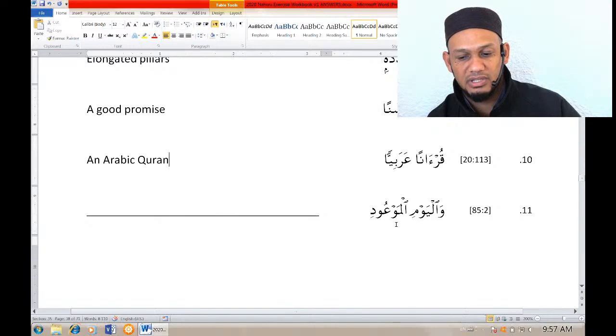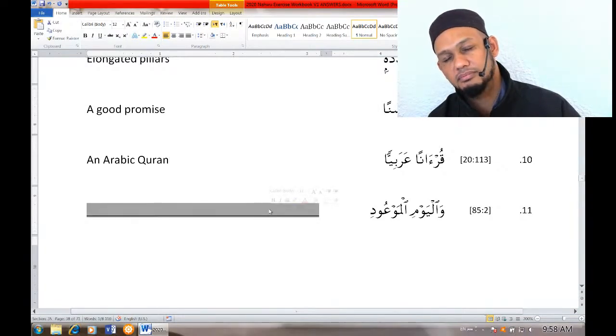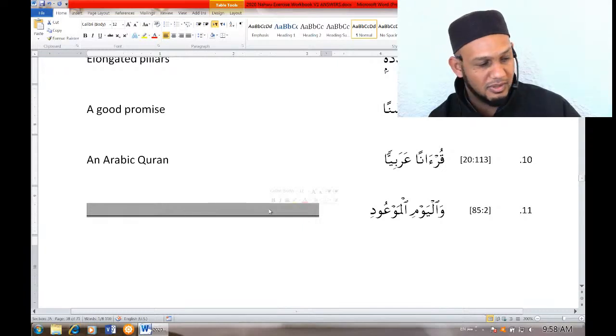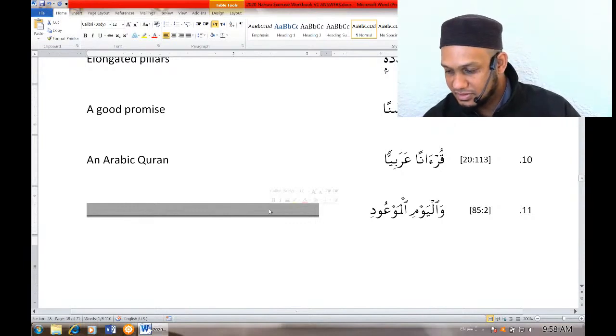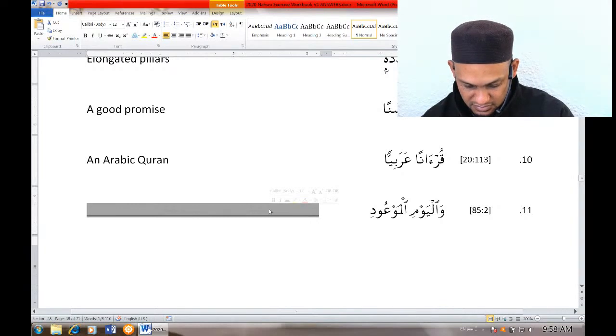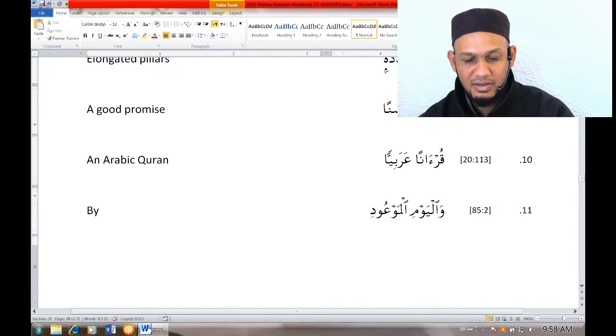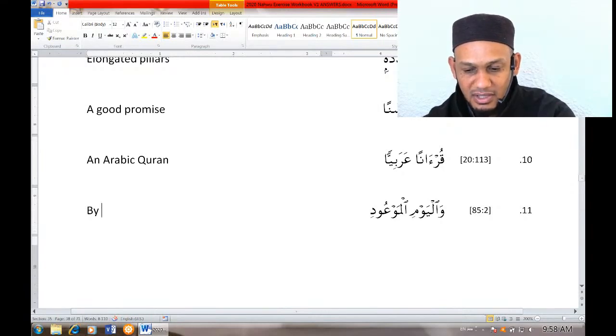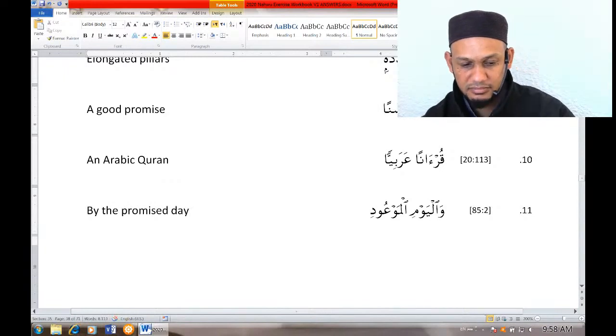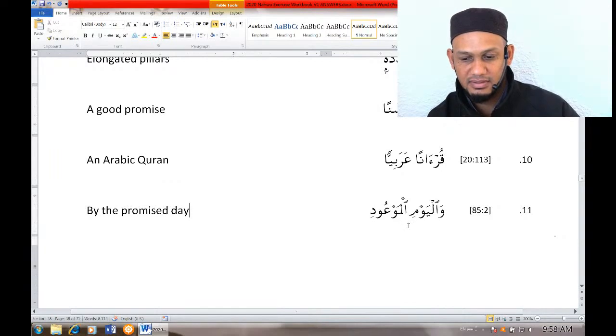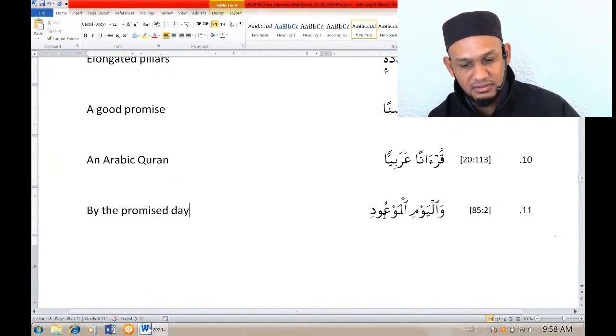Next one. Wal yawmil maw'ud. Which surah is this again now? Trying to remember. Someone can remind me, inshallah. What surah is number 85? Naam. Okay, so that wa there, in wassama'i dhatil burooj, wal yawmil maw'ud, that wa actually means by. It doesn't mean and, it means by. So wa means by, like wallahi. Wal yawmi, by the day. Al yawm means the day, and al maw'ud means the promised, by the promised day. So again here we have jarr and jarr and singular, all those things are matching.